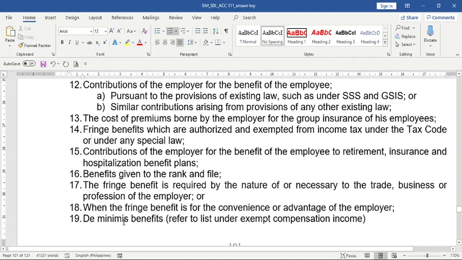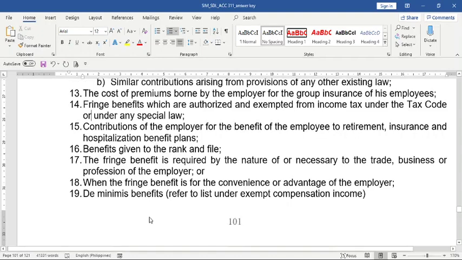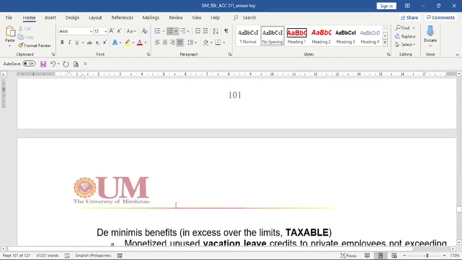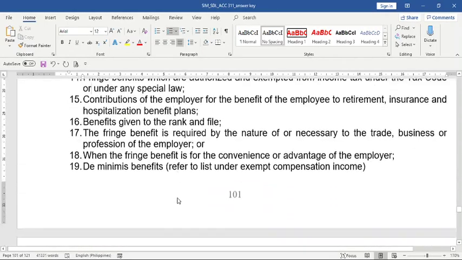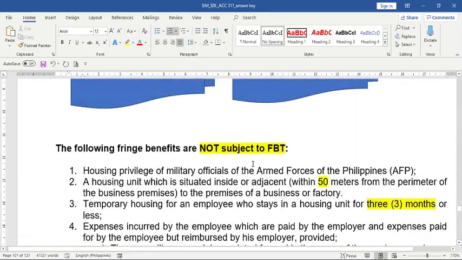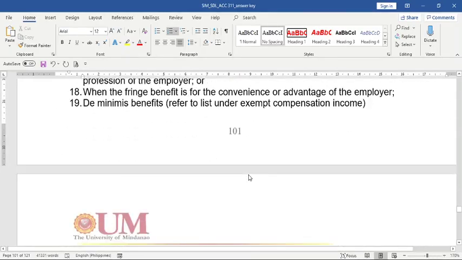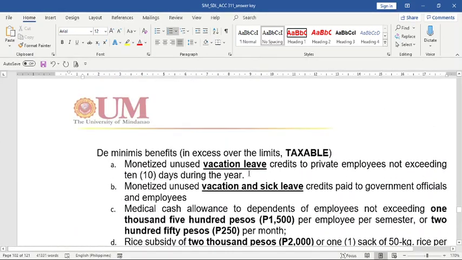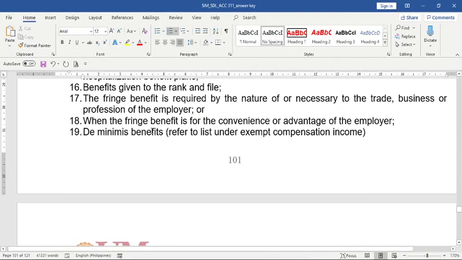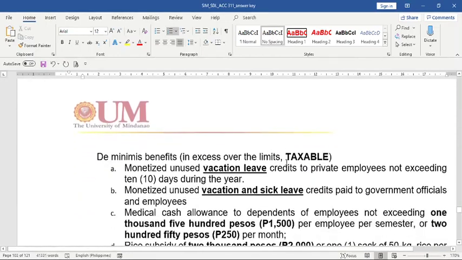And another is the de minimis benefits. Recall your de minimis benefits, in your second exam. Those are exempt from compensation income. Okay. So those are not subject to final fringe benefit tax. So we have 19. So let's recall first our de minimis benefit. It is not subject to fringe benefit tax, and they are also exempt from compensation income tax.